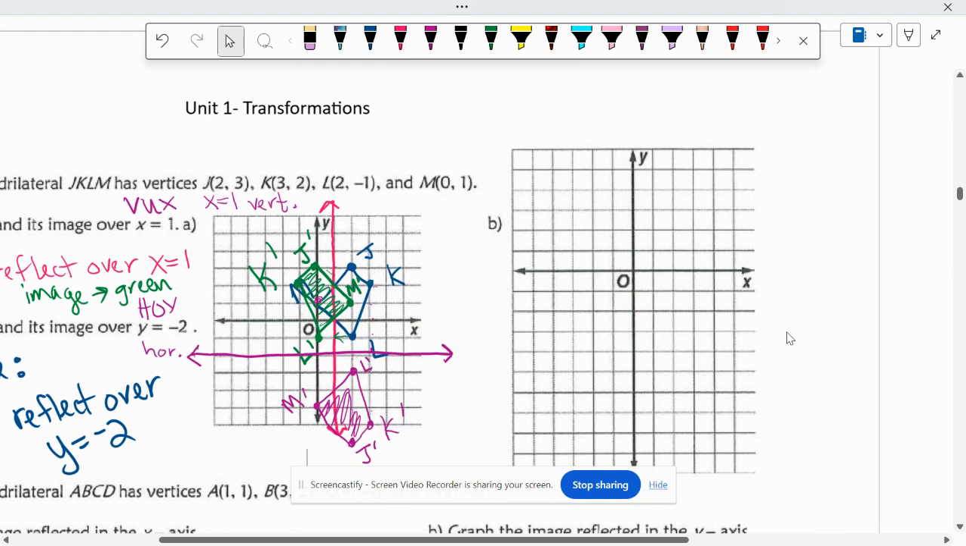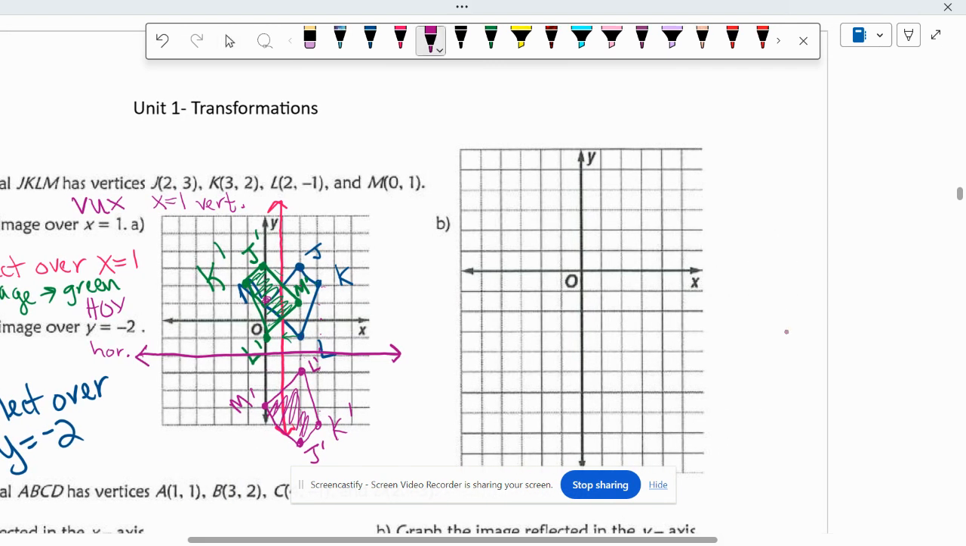Okay. Oh, and I just saw this. Let me do this. I really wasn't paying attention. I'm feeling blinded by my brain today.